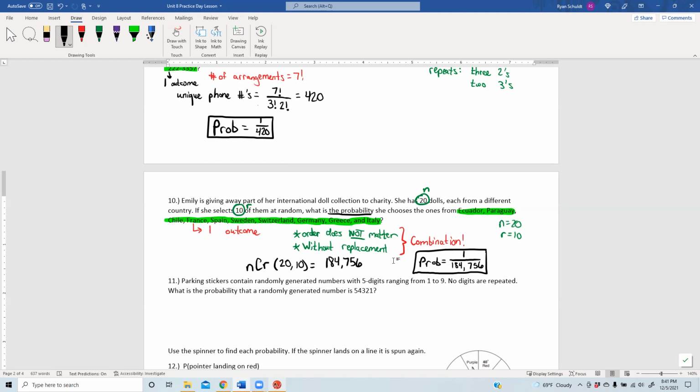Okay, 11. Parking stickers contain randomly generated numbers with 5 digits ranging from 1 to 9. No digits are repeated. What's the probability that a randomly generated number is 5, 4, 3, 2, 1? Blast off! Again, this number is one outcome.